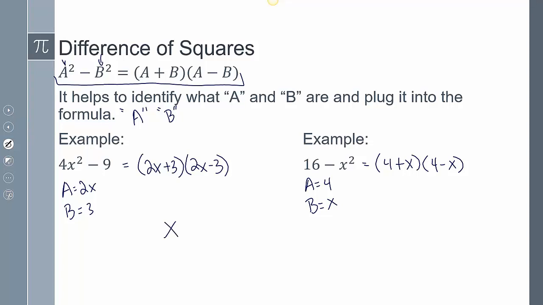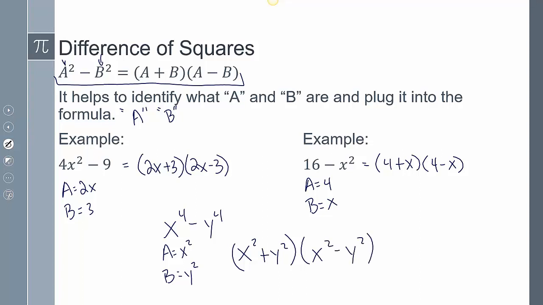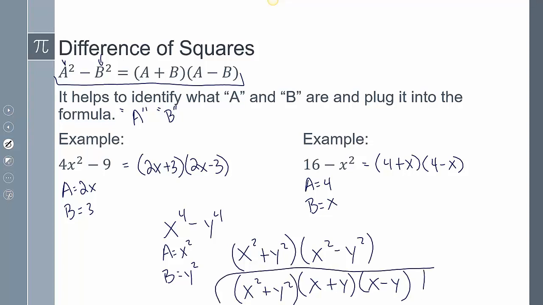And what if I had a problem x to the 4th minus y to the 4th? Well, then my a is going to be x squared. My b is going to be y squared. So a plus b times a minus b. Now this factors further, so this is going to be x plus y times x minus y. And so this right here is going to be my answer.